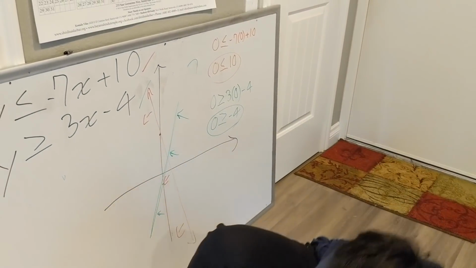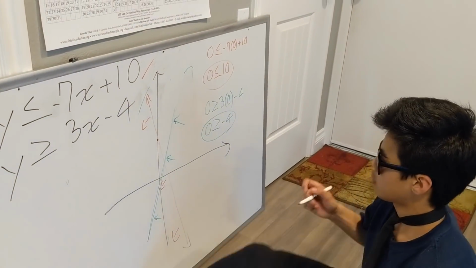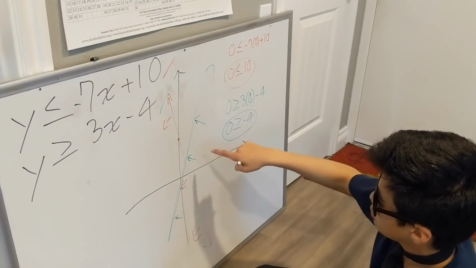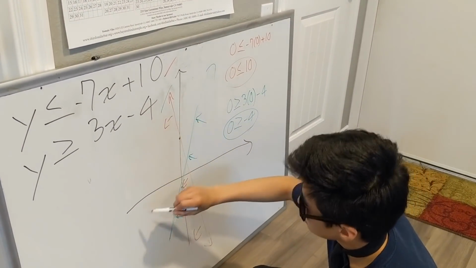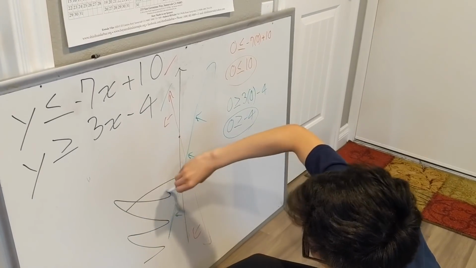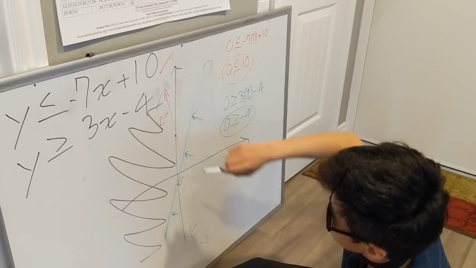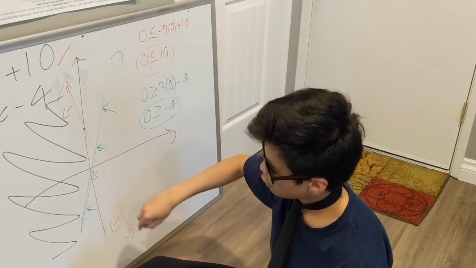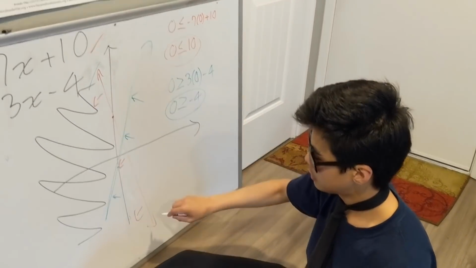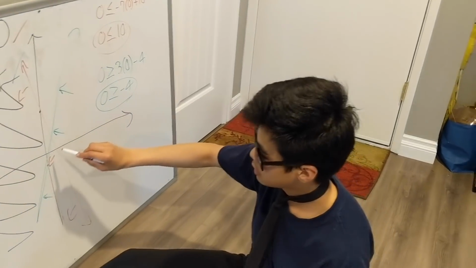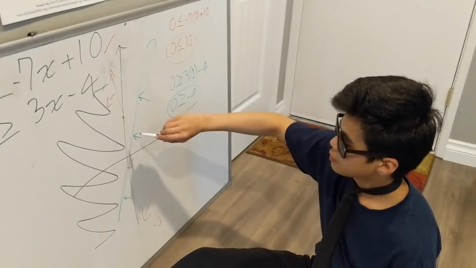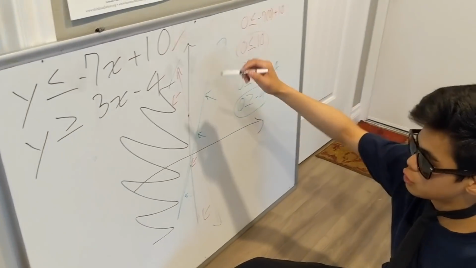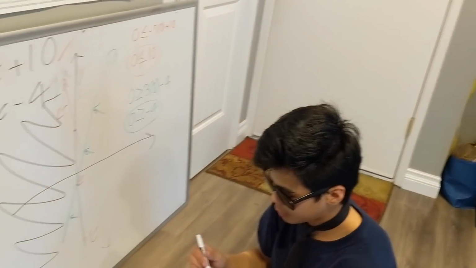Now you just shade in. So here, this way is good for both, and this area is the only area where both inequalities line up and view it as true. This wouldn't work because only red is true and green is false. This wouldn't work because it's false for red but true for green. It's only true for one inequality.